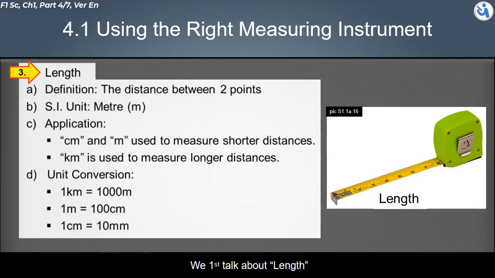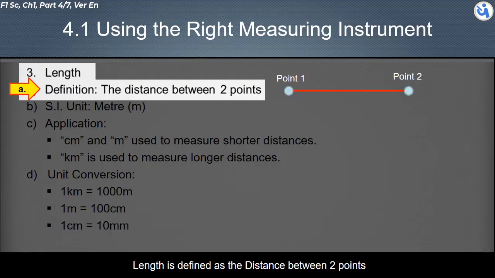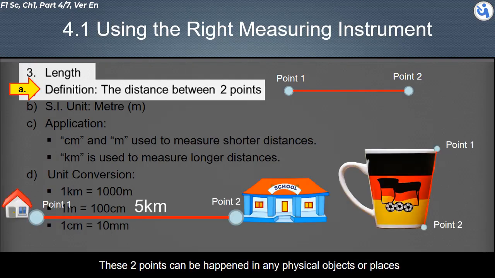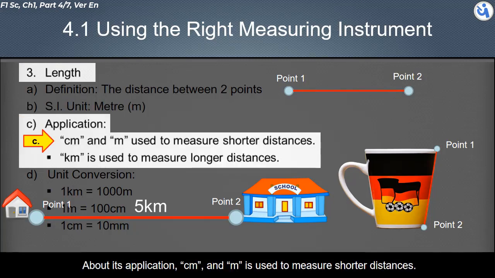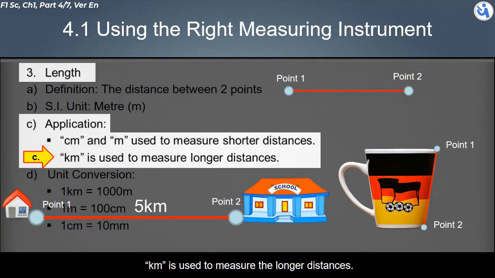We first talk about length. Length is defined as the distance between 2 points. These 2 points can be in any physical objects or places. The SI unit for the physical quantity length is meter, with symbol m. About its application, cm and m are used to measure shorter distances. Km is used to measure longer distances.